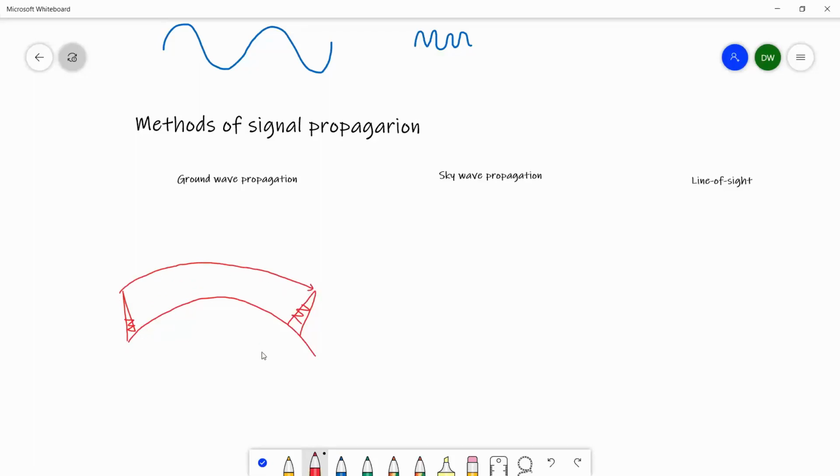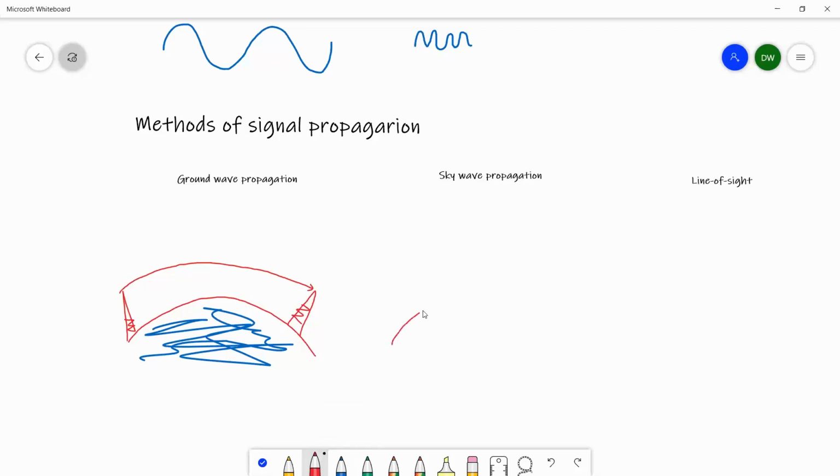Right? So this is earth. So this is earth, right? So this is the signal. The red one is the signal. So signal follows the contour of earth, right? So when it follows the contour of earth, we say it is ground wave propagation. And the other option we have is sky wave propagation.